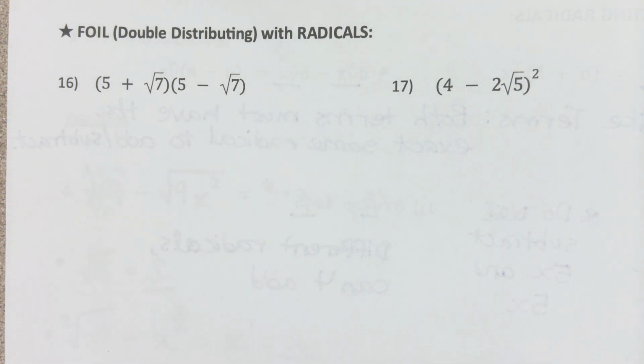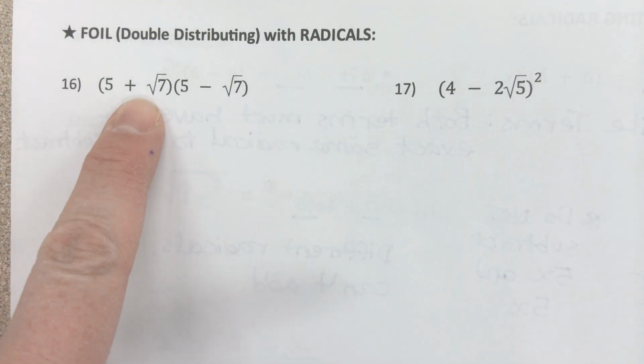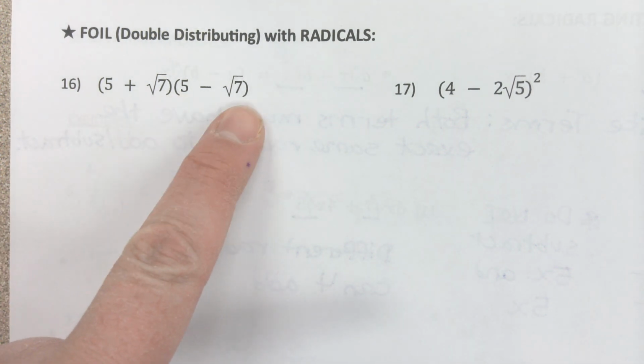FOIL, aka double distributing with radicals. It works exactly with whole numbers. The process is the same. Some of the calculations will just look a tad different. So number 16, 5 plus the square root of 7 times 5 minus the square root of 7.